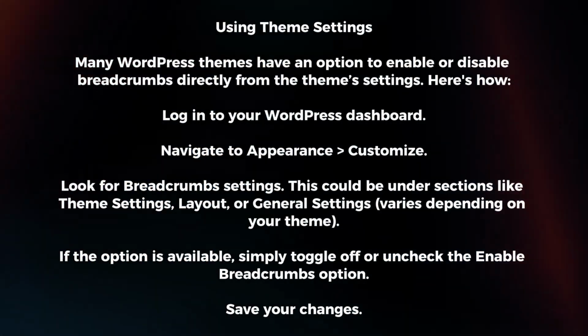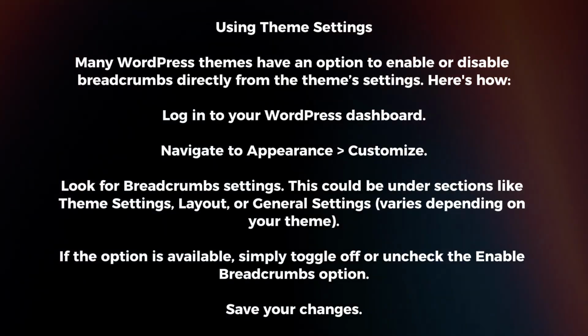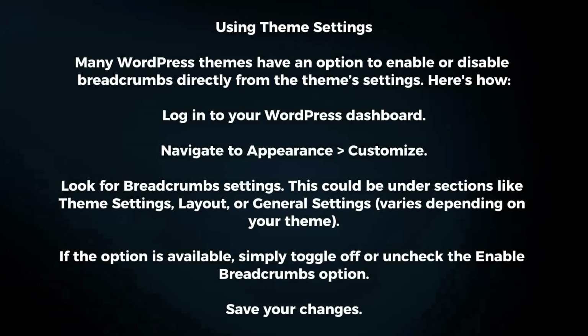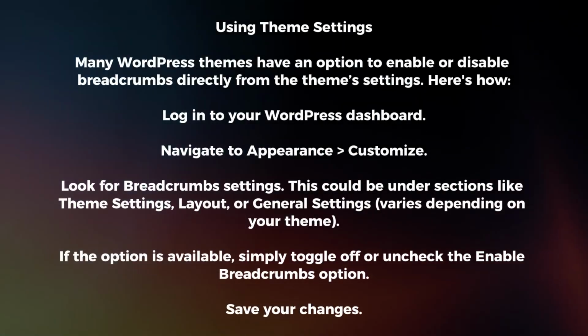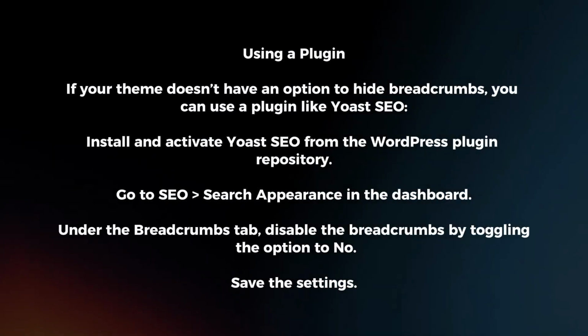Here's how. Log into your WordPress dashboard. Navigate to Appearance, Customize. Look for breadcrumb settings. This could be under sections like Theme Settings, Layout, or General Settings. If the option is available, simply toggle off or uncheck the Enable Breadcrumbs option. Save your changes.